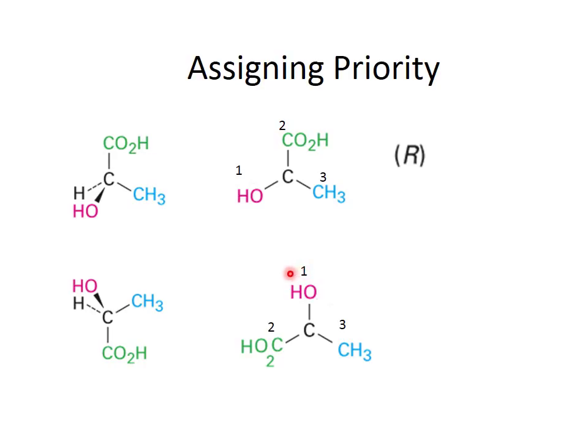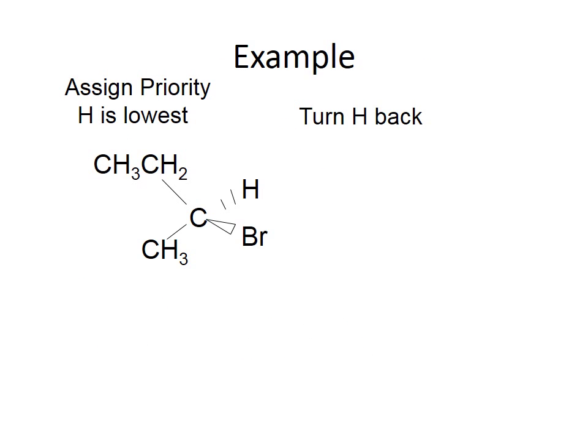So 1, 2, 3. Now let's look at the rotation of the priorities. 1, 2, 3. That's counterclockwise. So we give this the S designation. Notice enantiomers are opposite. One enantiomer is always going to be R, and the other enantiomer is always going to be S.